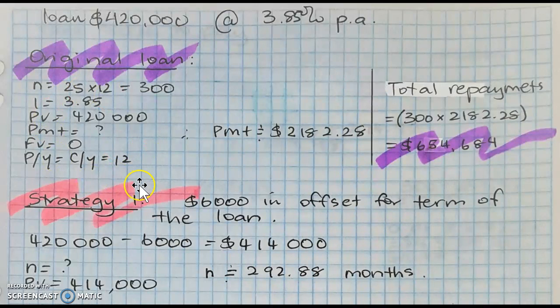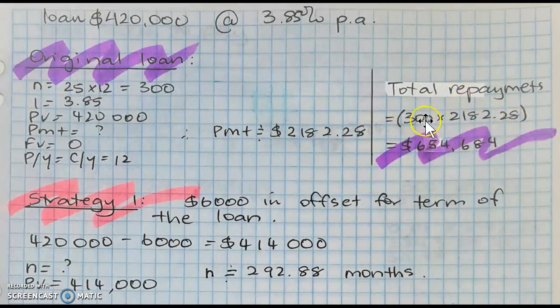So I need my original loan calculations, and you've already done this in your assignment, but you can see I've done my original loan calculations to find the PMT. So my repayments are $2,182.28 on the original loan. That's 25 years, compounding and payments monthly.